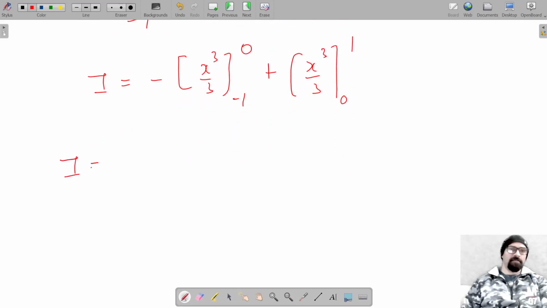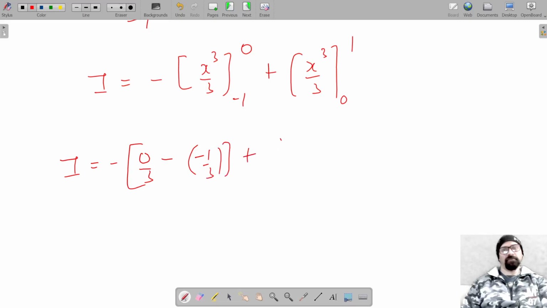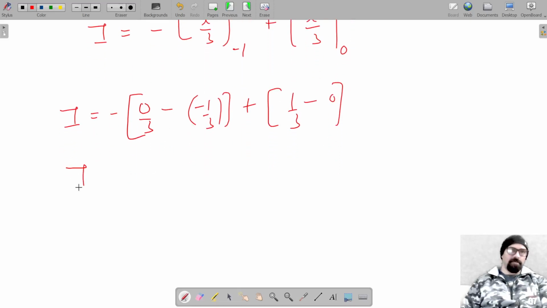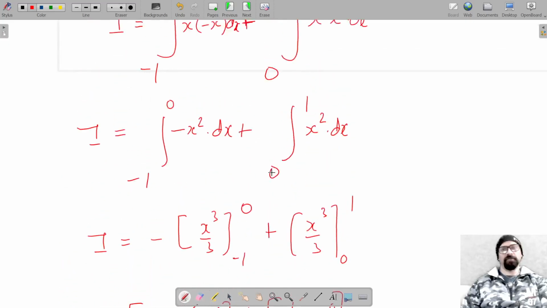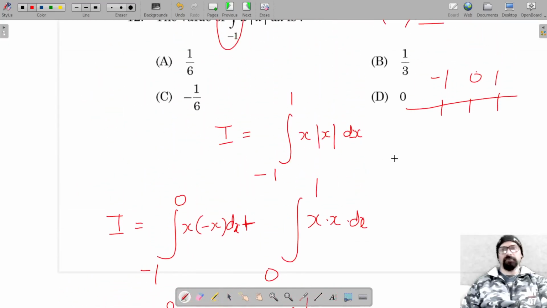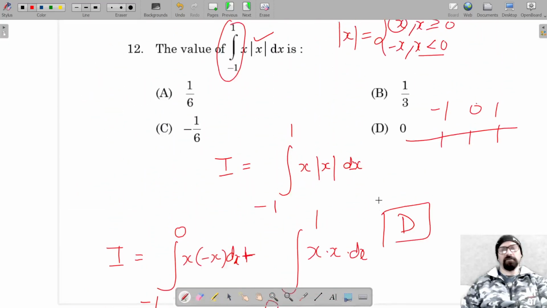Now I is equal to negative 0 by 3 minus 1 by 3 plus 1 by 3 minus 0. Now I is equal to, this is 0, so negative of, this will give me negative 1 by 3 plus 1 by 3, and this gets cancelled. Finally, the integral is 0. So 0 means we have this option D, so D is the correct option for this one.